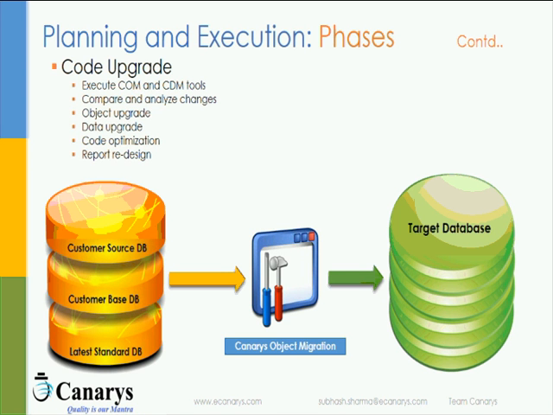This Canvas object migration tool basically helps us analyze all the modifications done on the customer source database. As you can see on the left-hand side of your screen, we have different versions of the database: a customer source database, a customer base database, and the latest version, which is the target database. Using our Canvas object migration tool, we can analyze the difference between them, and the tool suggests what would be the code changes for the target database. This is almost a quite automated process, and it helps us quickly deliver this solution.